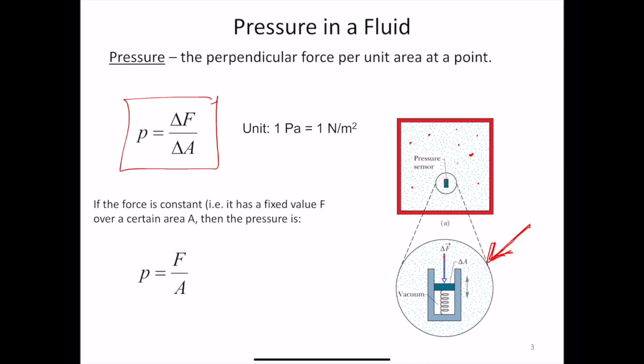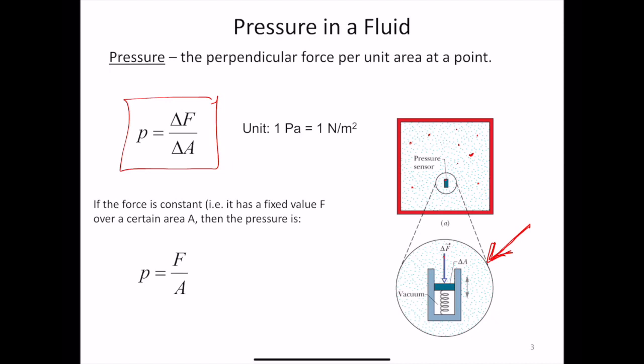So if you're applying a force delta F on an area delta A, then the pressure is defined as delta F divided by delta A. The unit of pressure is 1 Pascal, and a Pascal is simply a Newton divided by a square meter.